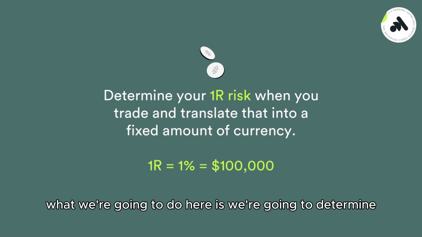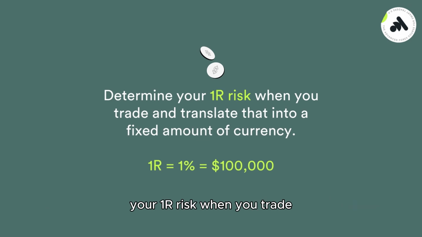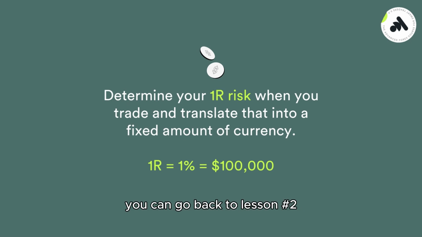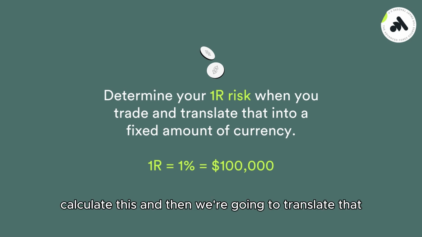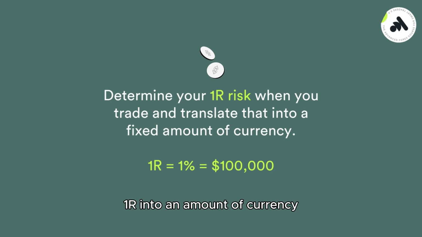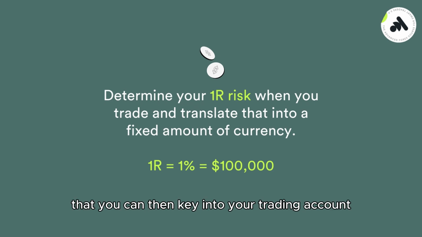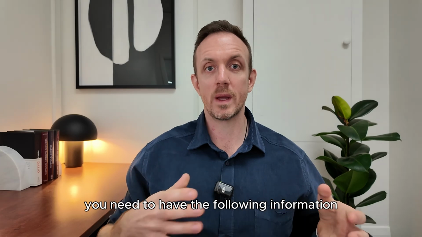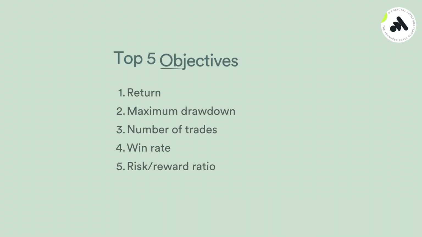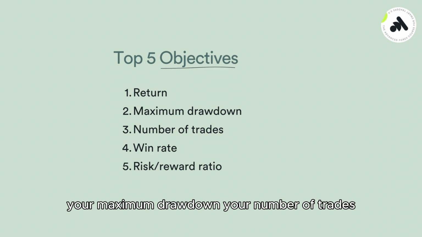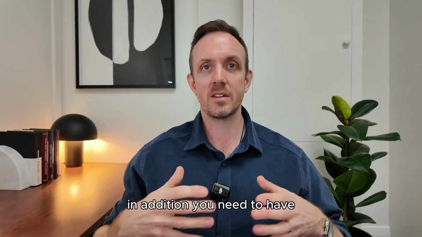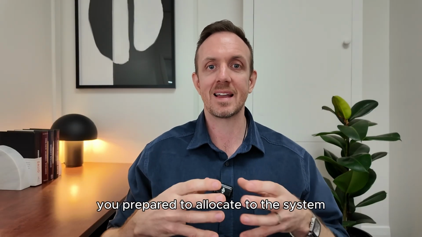So what we're going to do here is determine your 1R risk when you trade. So this is the simple concept of R multiples. You can go back to lesson 2 on statistics and probabilities if you need a little bit more information on how to calculate this. And then we're going to translate that 1R into an amount of currency that you can then key into your trading account when you go to place a trade. To determine your position size, you need to have the following information available from the previous lesson. So that's your desired return, your maximum drawdown, your number of trades, your win rate, and your risk reward ratio. In addition, you need to have how much trading capital you're prepared to allocate to the system.